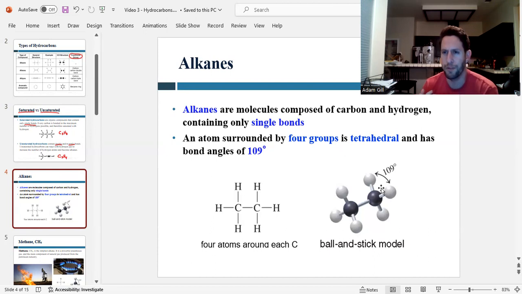And so if we were to do this with wedge and dash, this would be coming towards you. This one is coming towards us. And this one is going away from us. This one is going away from us. So it's three-dimensional.